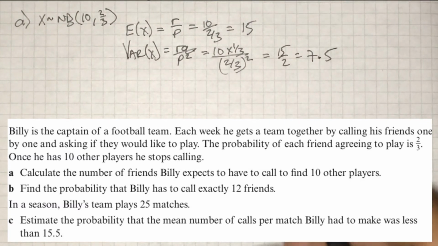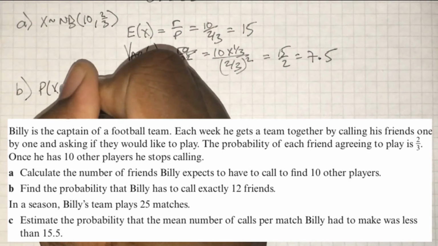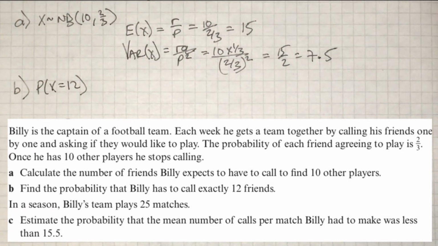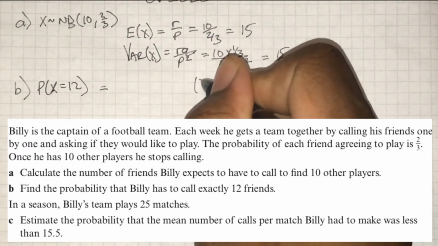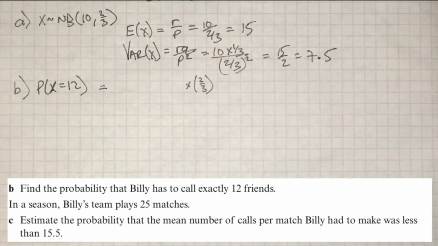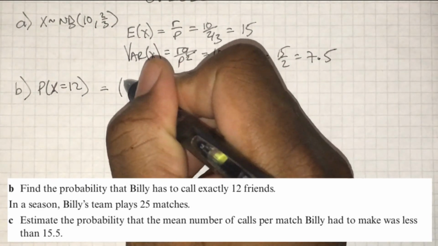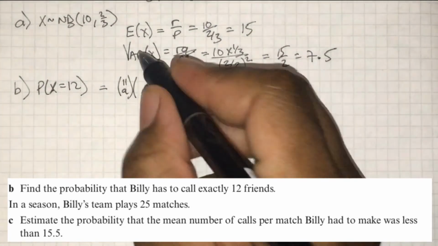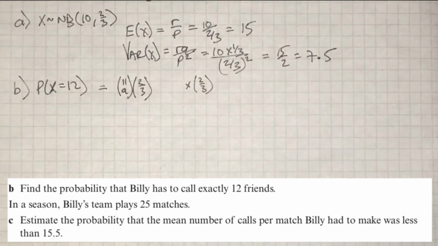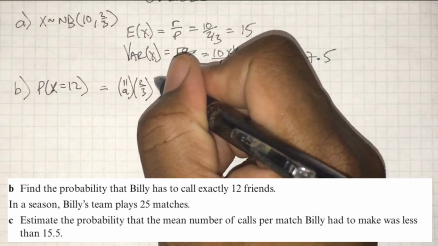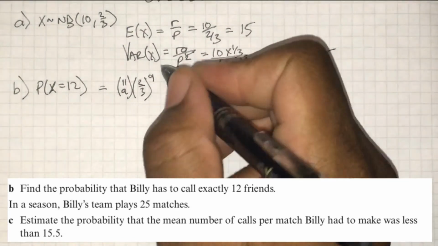Part B of the question, find the probability that Billy has to call exactly 12 friends. The probability that we need 12 trials to get the 10 successes. Well, we're going to use our probability function as we usually would. We know that the last trial will definitely be a success because that would be our call to stop calling round to more friends. And we know that out of the first 11, we needed 9 successes.